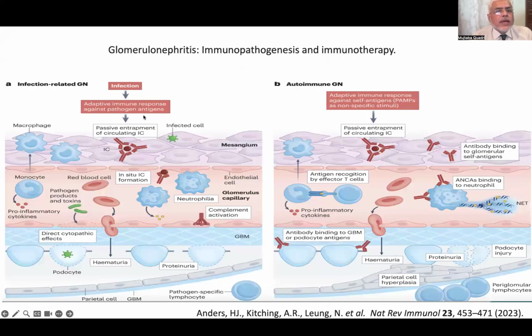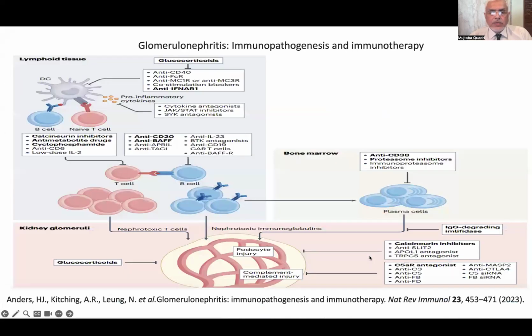So in general, if you look at whether it's infection or whether it's autoimmune, the final common pathway will be hematuria, proteinuria by activating and entrapping these local in situ formed immune complexes, which then recruit various complements or recruit the cytokines and eventually lead to the damage at the level of the endothelium and leaking out of RBCs that we manifest as hematuria and proteinuria.